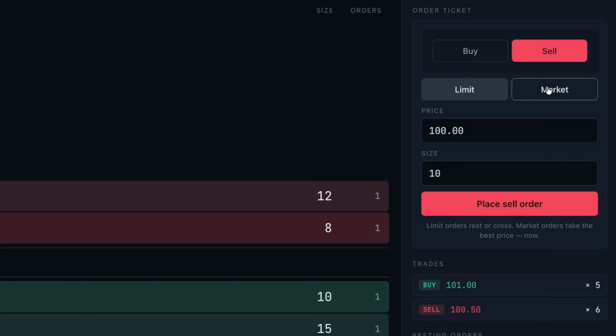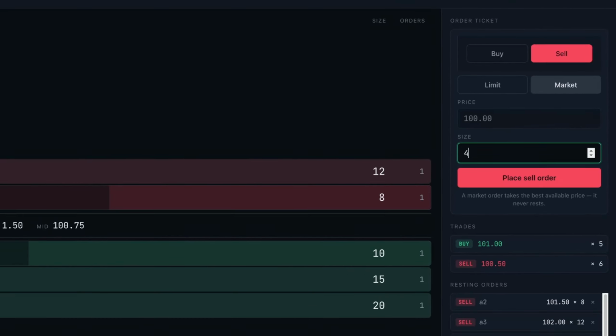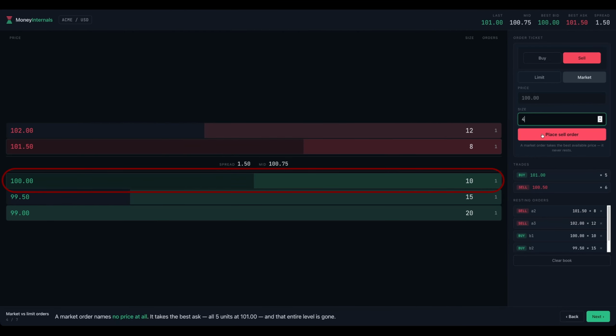Let me place one myself. From the ticket, sell, market, and I can no longer set a price. Size of 4, placed. Instantly it hit the best bid, the buyer at 100, and traded at their price. Although there are 10 units on the book, my trade took 4, and the remaining 6 sit there. Next episode we'll talk about partial fills.